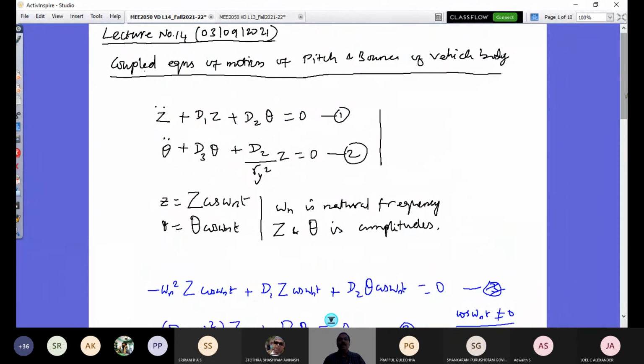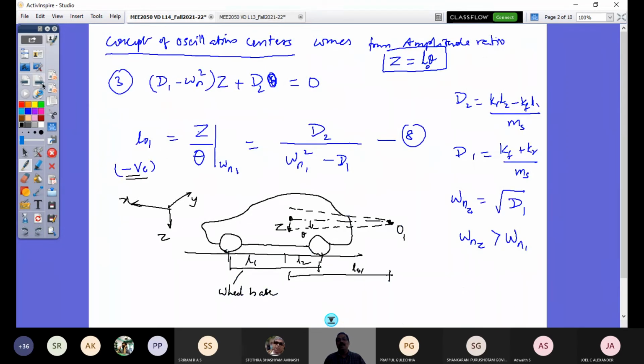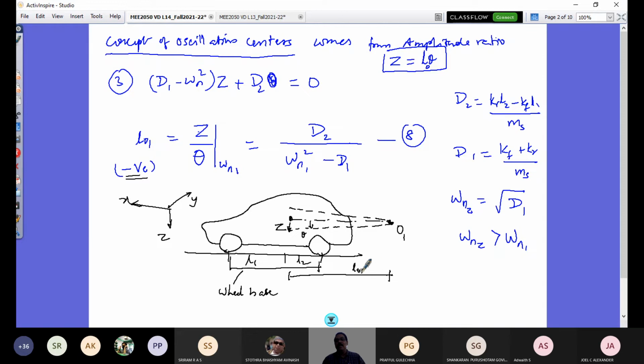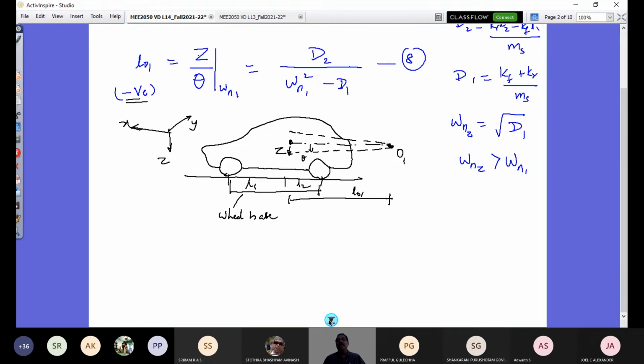See, in this, when you make D2 0, then it is an uncoupled system. So you have Z double dot plus D1 Z, right? And for that, if you look at the oscillation center, this O1 goes to an infinite distance. So when it is a coupled system, this L01 is finite. If it is an uncoupled system, L01 goes to an infinite distance from the CG. So this effect would be neglected, and you will have bounce alone. The other oscillation center, when I consider the frequency omega n2 instead of omega n1, would be sitting in front of this and within the wheelbase at a finite distance, and that is going to cause only pitch motion in the case of an uncoupled system. For a coupled system, it is going to cause combined motion.